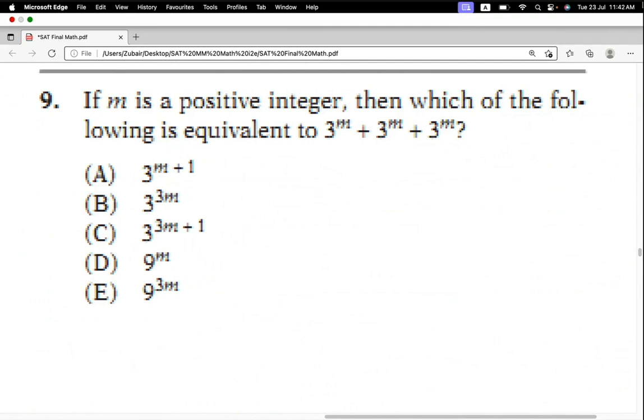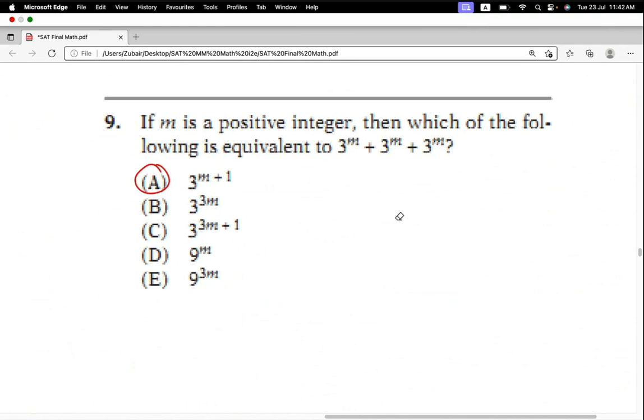Would it just be A? A is correct. Maharaj, did you get the same answer? Yes, yes, yes. Okay.